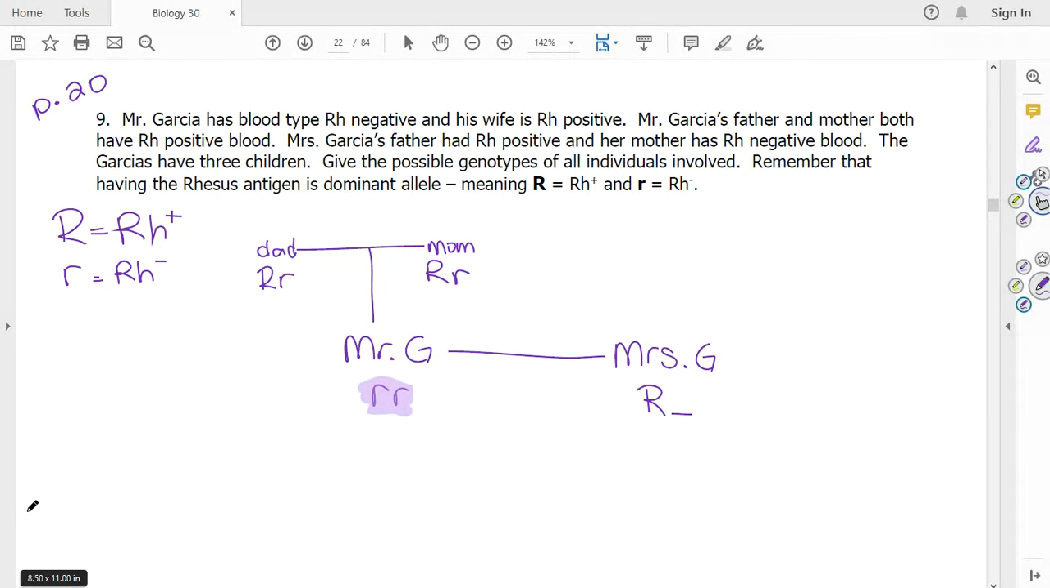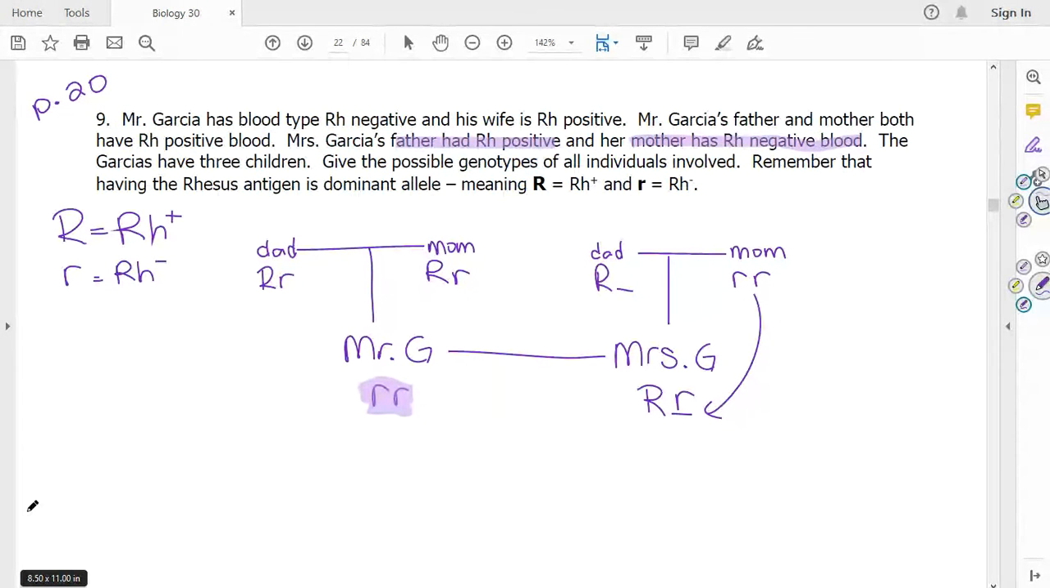Mrs. Garcia's father had Rh positive. So her dad is Rh positive. So we know he's a big R and a blank. Her mother has Rh negative blood. So mom, Rh negative. That's 2 little r's. Now we know what the other allele on Mrs. G is. She has to have a little r.